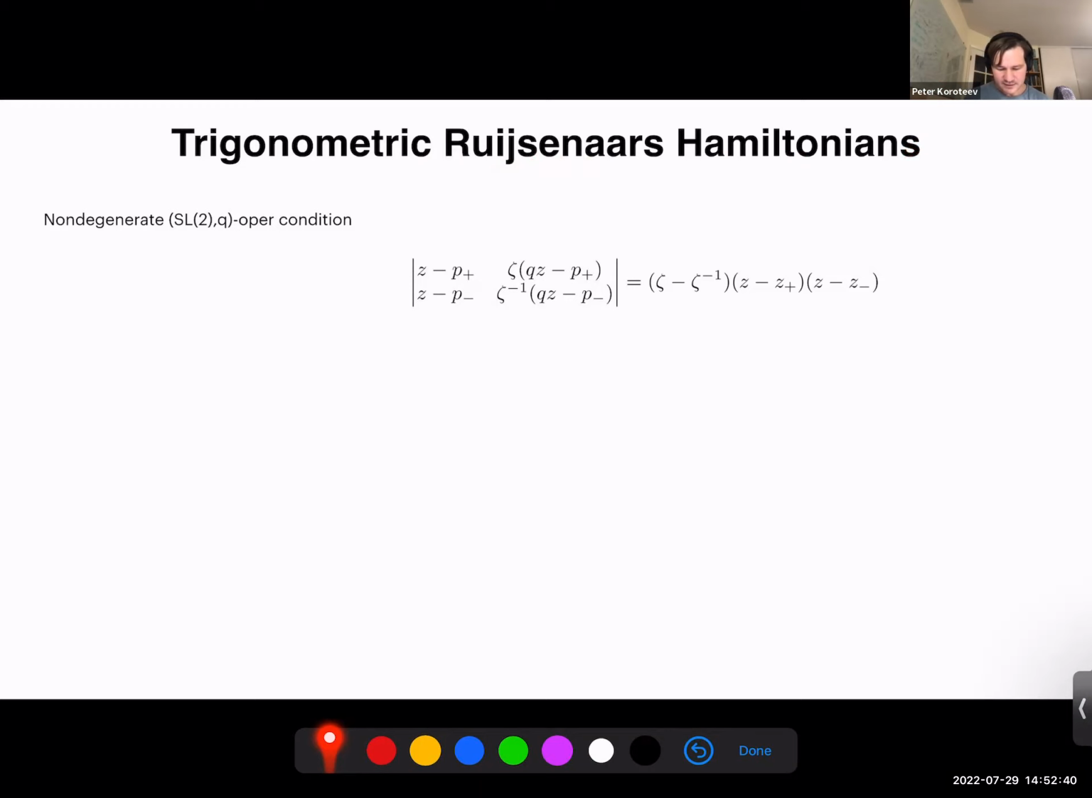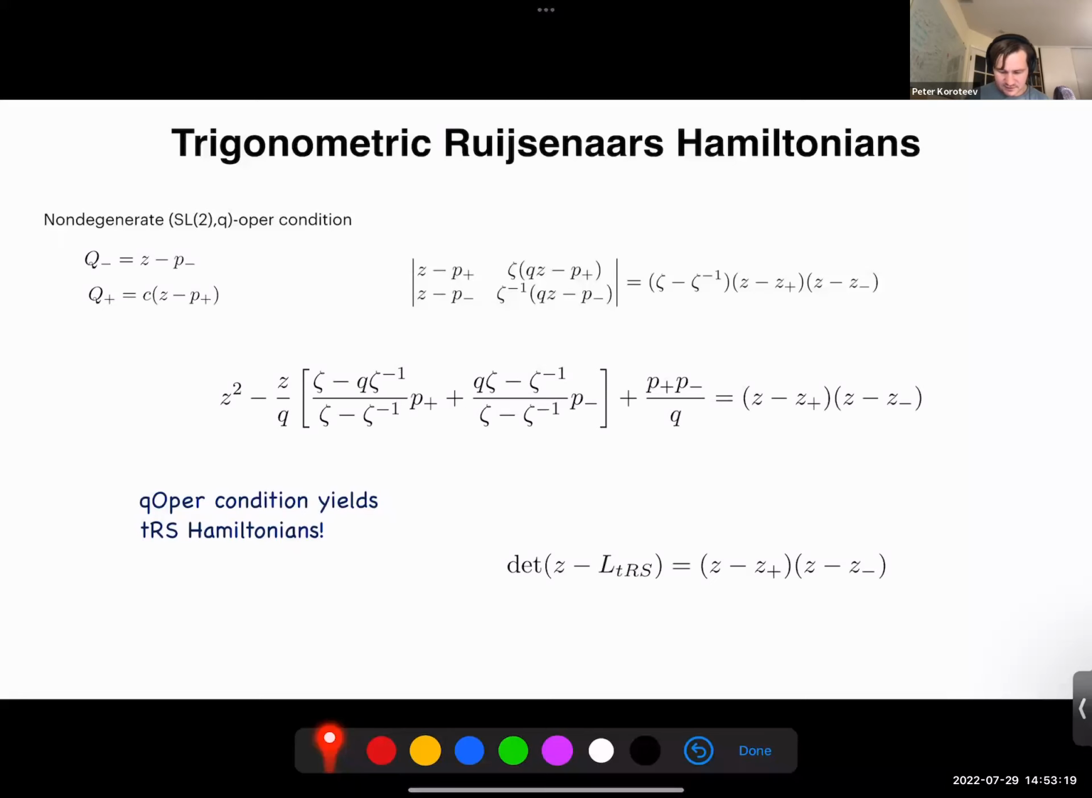So consider, let's write again this non-degenerate SL2 q-oper condition where polynomials q plus and q minus are of degree 1. I'm not explaining it here, but it follows from the non-degeneracy. If you want the oper to be non-degenerate, all of those polynomials must be of degree 1. So if you shift it like this and then multiply by the twist matrix, you need to compute the determinant, and then you can say it only has two singularities, z plus and z minus, which are just 2 points on CP1, and then we multiply it for convenience by this factor over here.